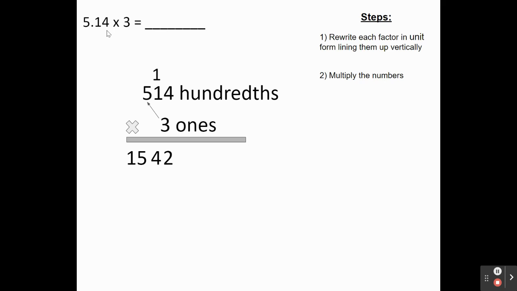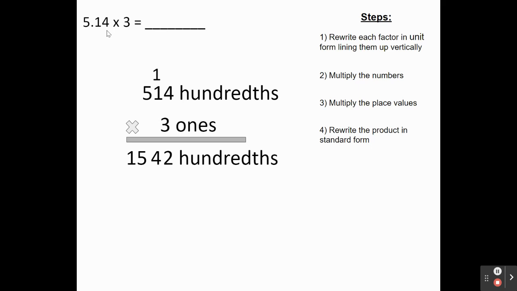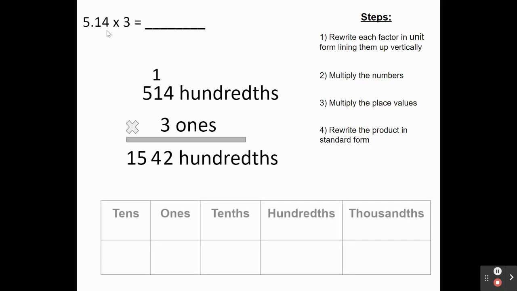So here we have 1,542, and now we can multiply the place values. Hundredths times ones is hundredths. So we have 1,542 hundredths. Let's place these in a place value chart to rewrite the product or answer in standard form.